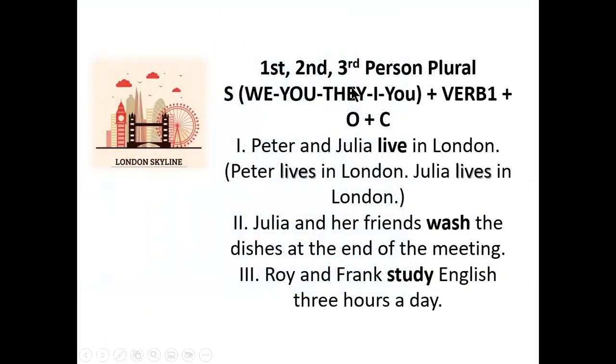Okay, first, second, and third person plural subjects. Plural means we, you, they. They are plural subjects. I is also considered to be plural, and you, whether one person or more than one, is also considered plural. So we, you, they, I, and you. The English consider them as plural. And then verb one comes without a suffix, and then, of course, naturally, object and complement.